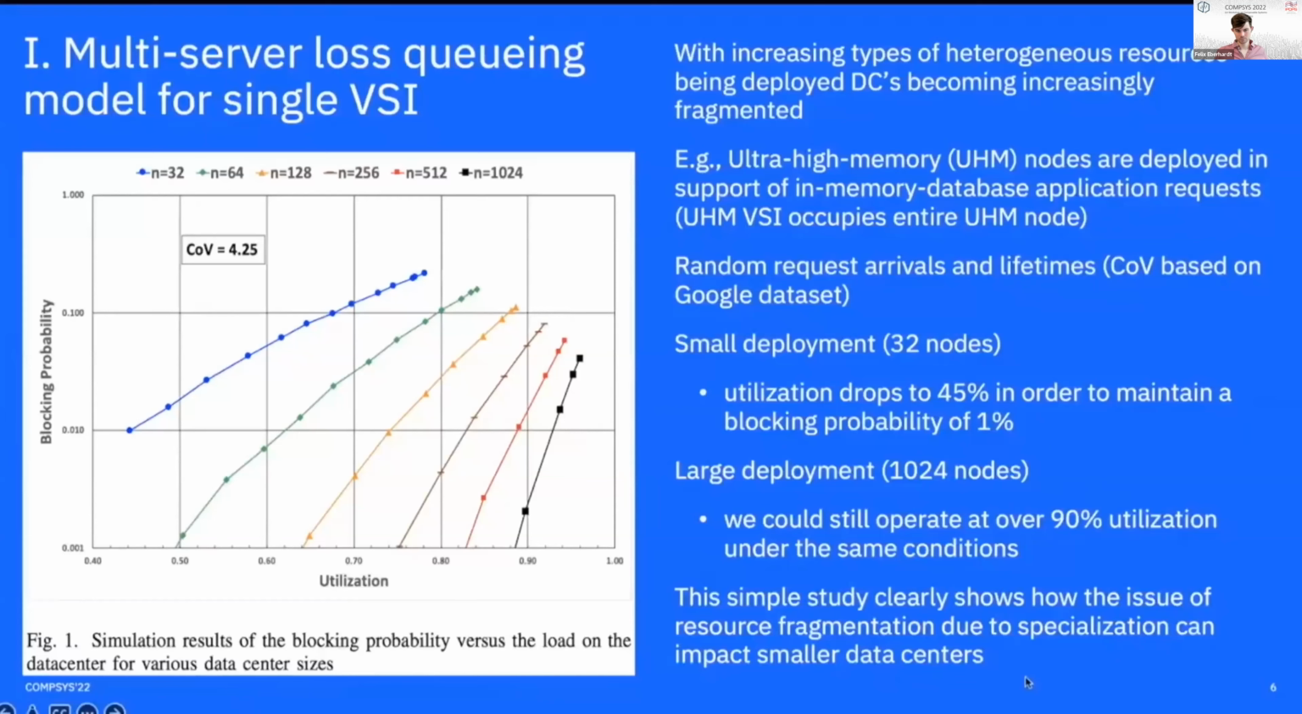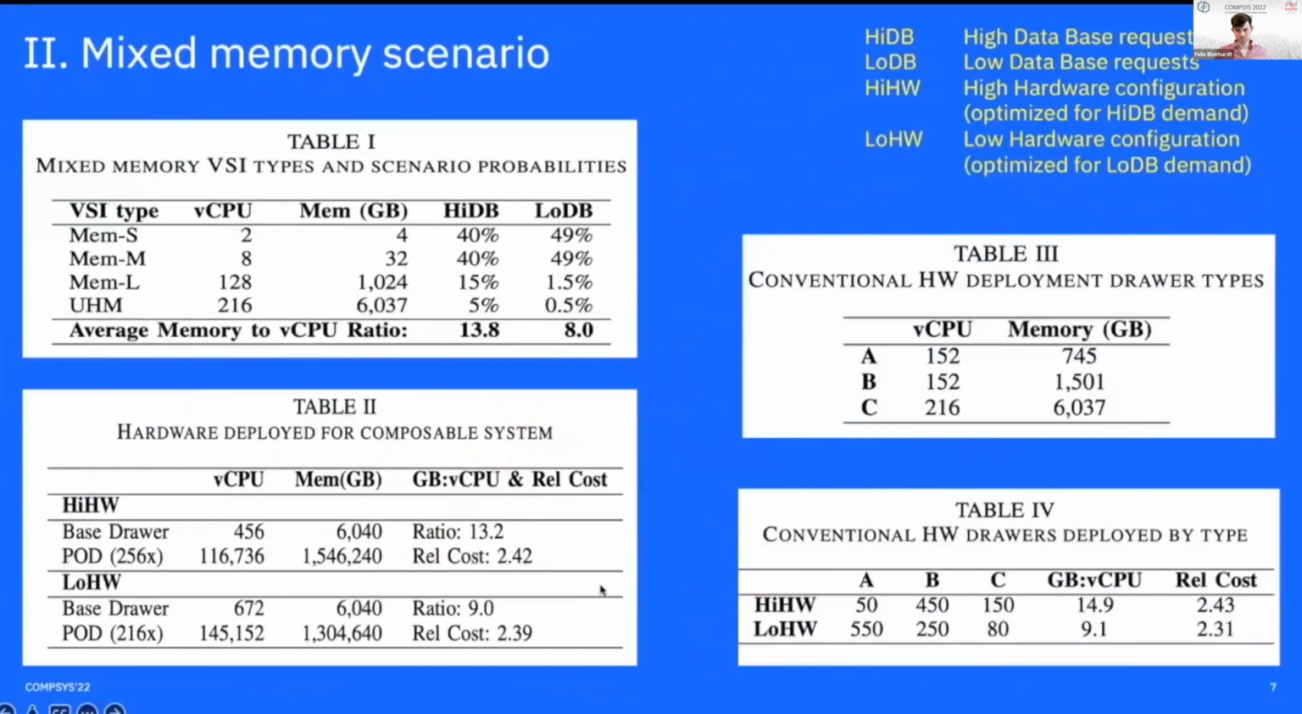The first example here is the mixed memory scenario. I draw your attention to Table 1, where we determined four different types of memory requests: small, medium, large, which could be HPC or in-memory database, and ultra-high memory, which could be an in-memory database. We explored two different scenarios: a high database market and a low database market. Note that the ratios of resources are very different for those two scenarios.